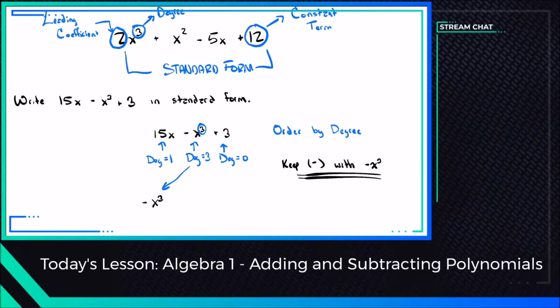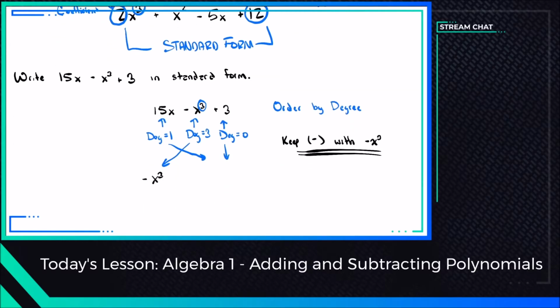Right? Then our next largest degree is this degree of 1, and then we're going to finalize it out with the degree of 0. So we got a negative x cubed, plus 15x, and our 3 is going to just drop straight down. So now we have ordered this thing from smallest to largest. My bad. We ordered it from largest to smallest, the biggest degree to the smallest degree, and this now is written in standard form.